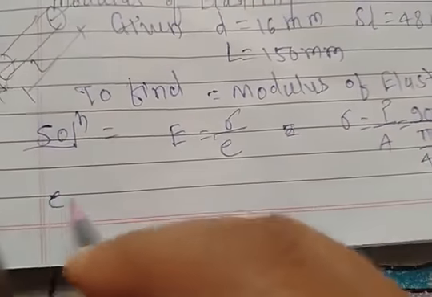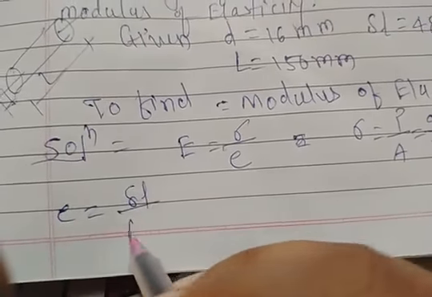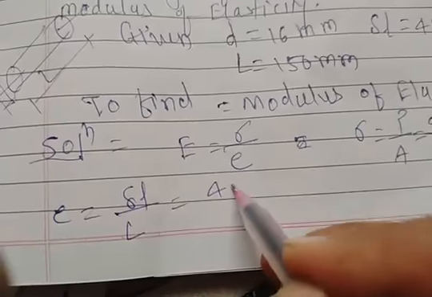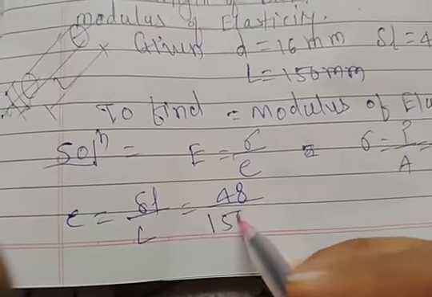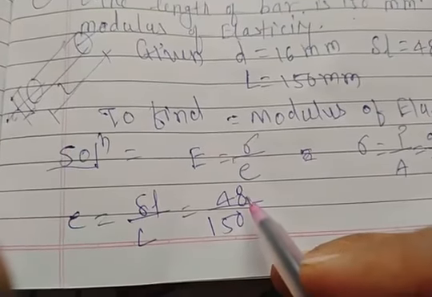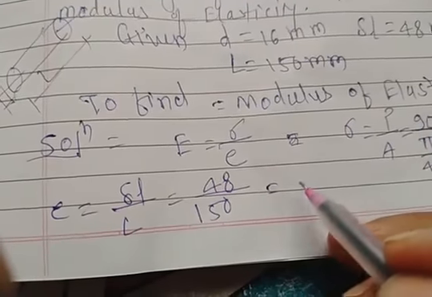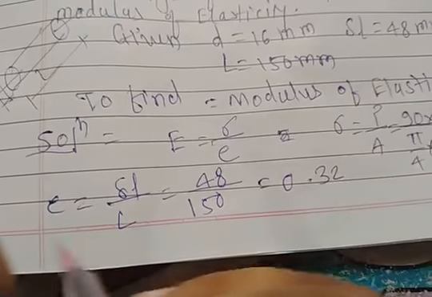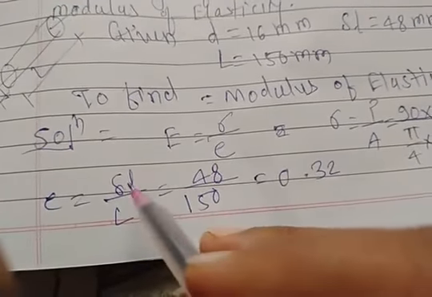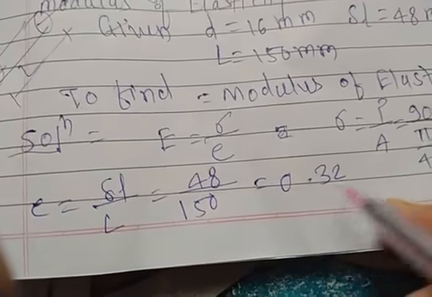Now calculate the strain. Strain is calculated as change in length upon original length, so delta L upon original length L. Delta L is given as 48 mm, and the original length is 150 mm. When we calculate this value, we get the strain as 0.32. Since it is the ratio of the same quantity, the strain will have no unit.